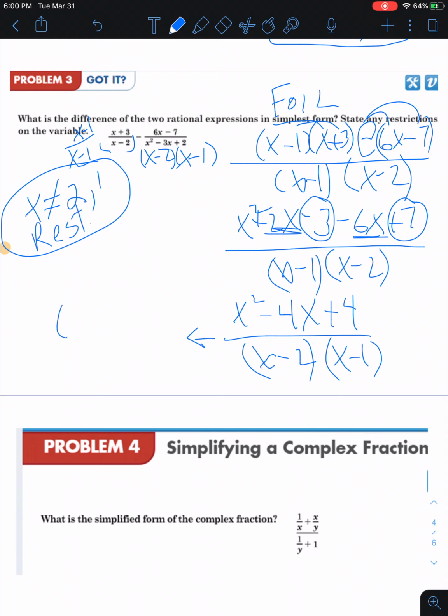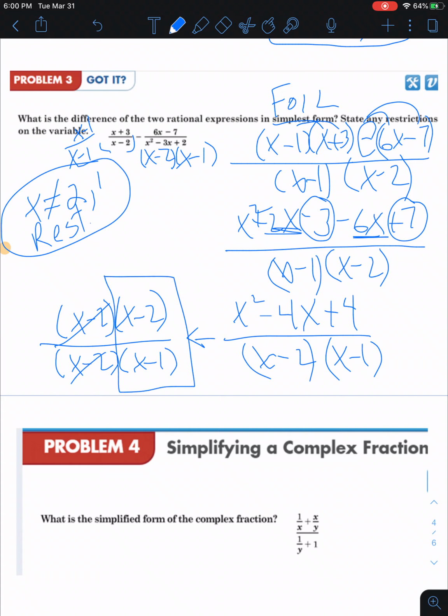And then on the top, I'm going to get x minus 2, x minus 2, when I put that into factored form, over x minus 2, x minus 1. Cancel out one of the x minus 2's, and I'm left with x minus 2 over x minus 1 with these restrictions.